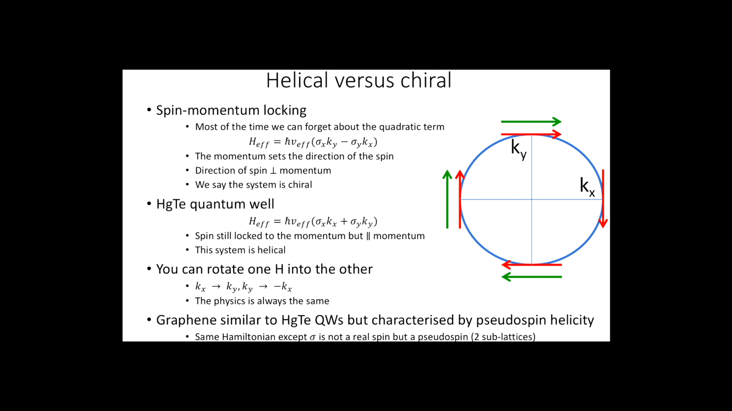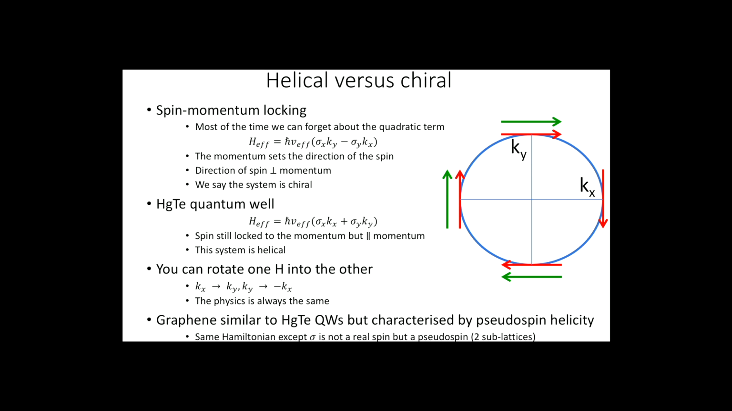So the direction of the spin is completely set by the direction of the momentum, and the technical jargon for this is that we have spin-momentum locking. In this case, obviously, so let's say over here, the momentum is going to be pointing in the radial direction, whereas the spin is pointing in the tangential direction. So the direction of the spin is perpendicular to the direction of the momentum. So we say this system is chiral.